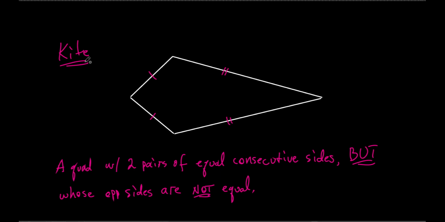Again, a kite is a little different than a parallelogram, because you don't have any parallel sides, but you do have some equal sides, though, don't you? But they're not opposite equal sides. They're consecutive. Do you see it? Two pairs of equal consecutive sides. So these two sides right here are consecutive sides, and they're equal. These two sides right here are consecutive sides, but they're not equal. Look at the opposite sides. The opposite sides are definitely not equal to each other. So all that stuff has to be true about this.